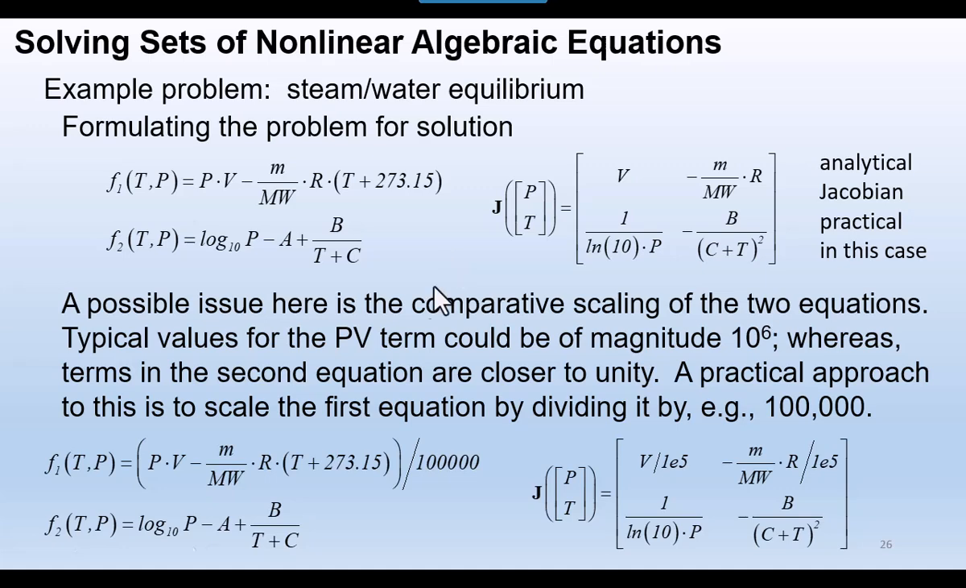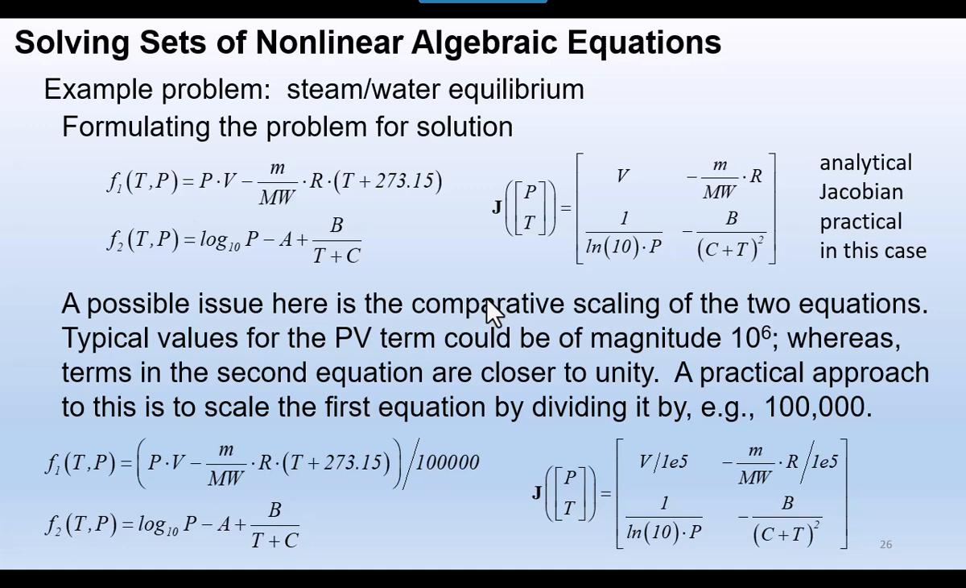And that is that given our units we chose, the typical values for our PV term up here can be 10 to the 6th, whereas terms in the second equation here are closer to unity. So that means we have a scaling problem between the two equations, and that can cause numerical problems in solving them. So a practical way to do that is to scale the first equation so its terms are similar magnitude to the second equation.